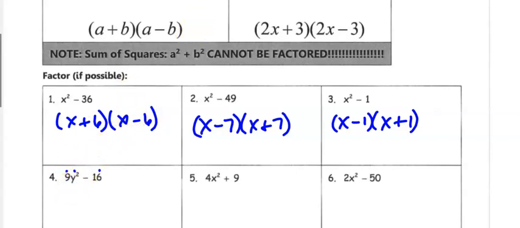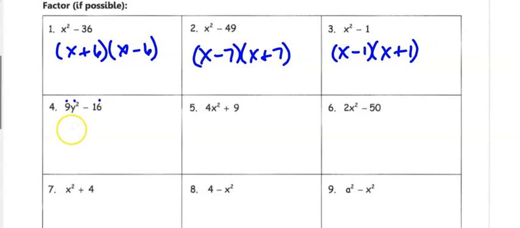Okay? So what do we square to get 9? Hopefully you recognize it's 3. So we're going to have 3y plus 4 times 3y minus 4. None of your answers for a perfect square should be a quantity squared unless it's a perfect trinomial, which we will get to next class. But if it's a difference of squares, it's not going to factor to something squared. Okay?